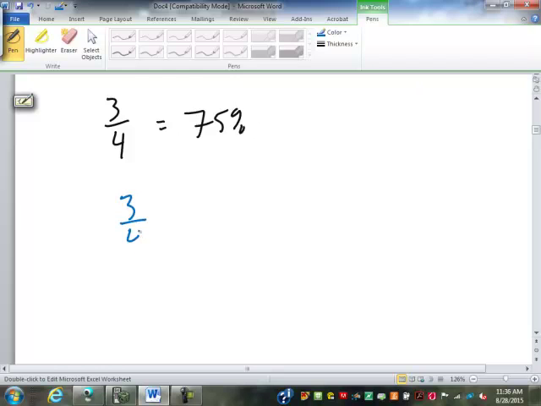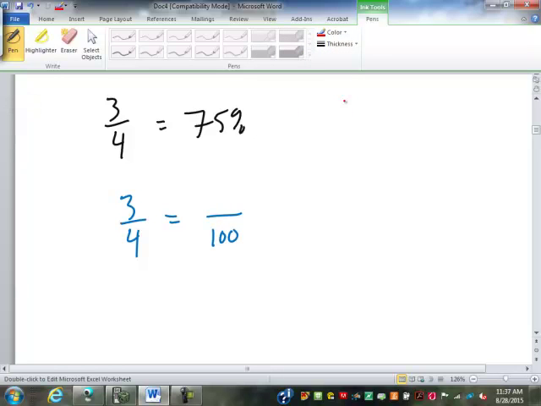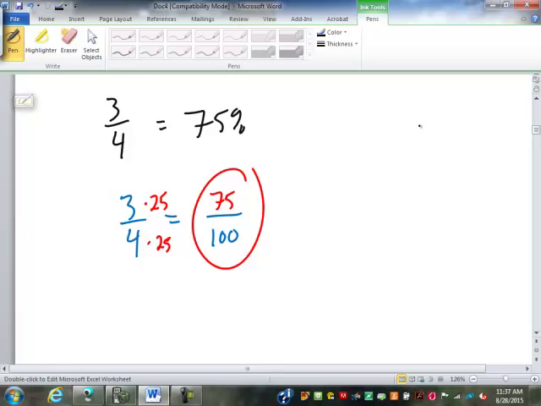Now let's look at why that's 75%. 3/4 can be thought of as a ratio, 3 out of 4. A percent is always out of 100. There's a couple of different ways we can go about this. We can look at it as common fractions and changing the name. 4 would have to be multiplied by 25 to make 100, so 3 would be multiplied by 25 to make 75. So that's one way to approach it.